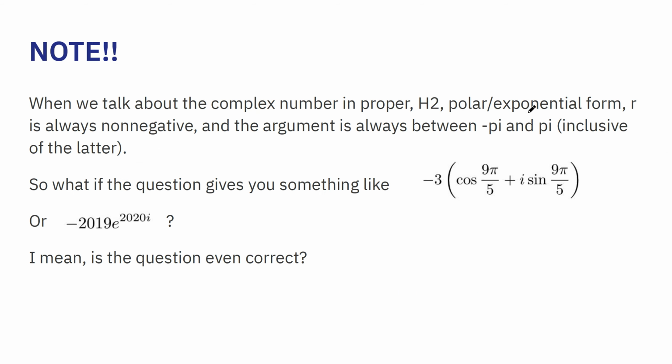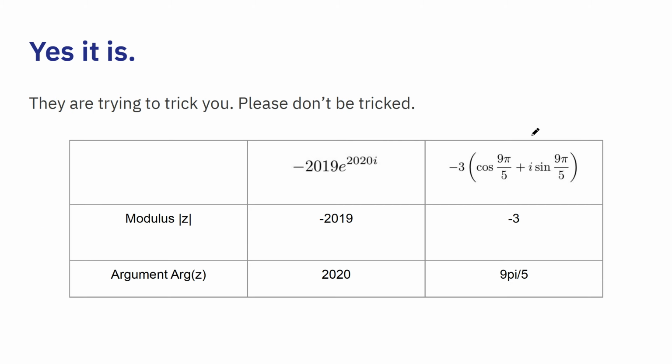So what if the question gives you a complex number that looks like this? Our r is minus 3, and our argument is clearly outside the range of minus pi and pi. So is this question even correct in this scenario? Actually, the question is still correct, okay? They just mean to trick you, so do not be tricked.